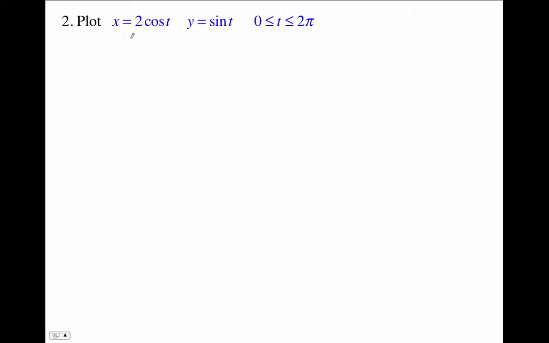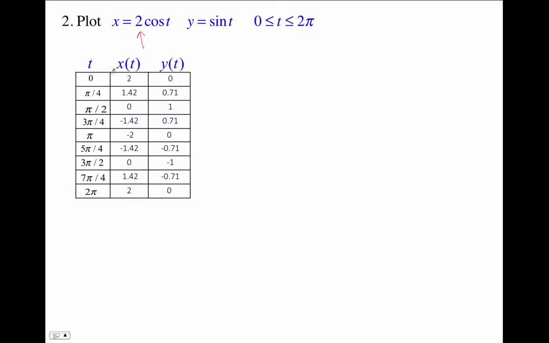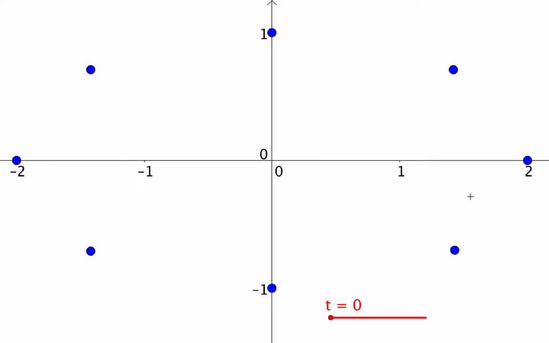This second example is going to be very similar to the first one. The only difference is that x will now be 2 times cosine of t. y will remain sine of t. The interval is the same as before. And again, we make a table. When t is 0, x is now 2, y is 0, etc. And then as t changes and reaches 2 pi, we come back to the original point. Well, now let's take the coordinates and put them as points on this graph over here.